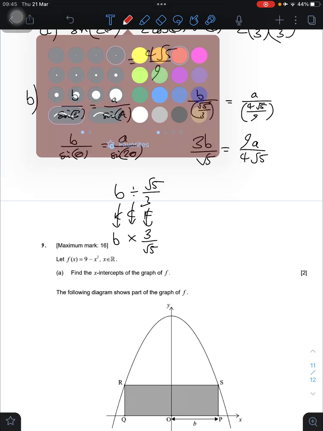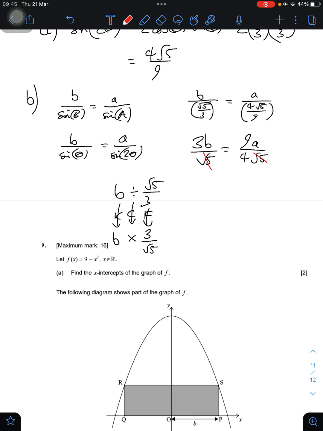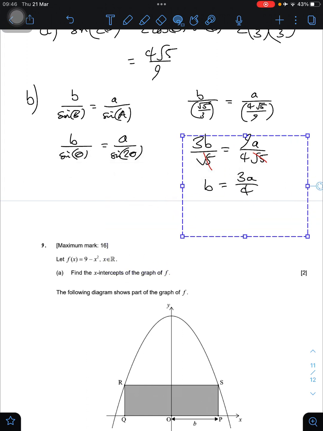Well, because there's square root 5s on both sides here, I can cancel those. Both divided by square root 5. And so all I need to do is divide by 3, and so therefore b would be equal to 3a over 4. Kentucky Chicken Fried. Okay.